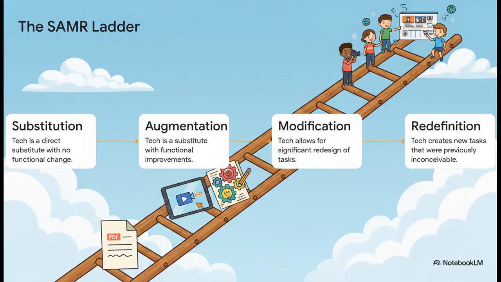Now, this is where things get interesting. The next 2 steps are huge. At modification, the tech actually lets you redesign the whole task. And at the very top, you get to redefinition. This is where you use technology to create assignments that were totally impossible before. Think, instead of writing a report, your students create a collaborative podcast series.